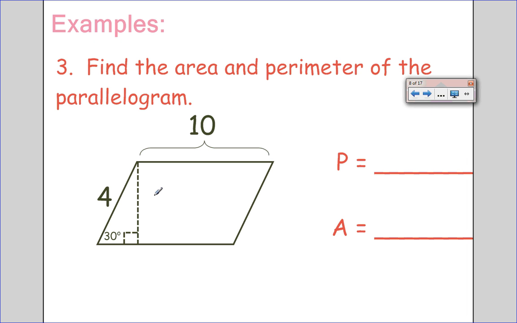Okay? So here we have another parallelogram. We have 30, and this is my 90 side. So to go from your 90 side to your 30 side, you divide by 2. So the height is just going to be 2. So the area is 20, and the perimeter is 28. Now you might sit here and say, wait, the perimeter is bigger than the area? No, it's not that it's bigger. These are different measurements. A square unit is different than just a length along a side.